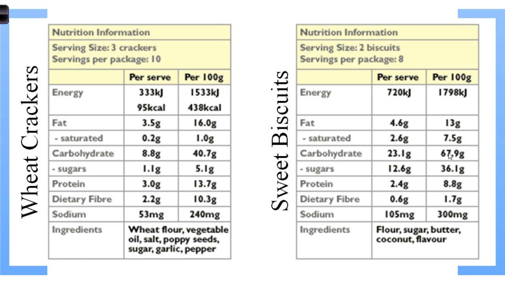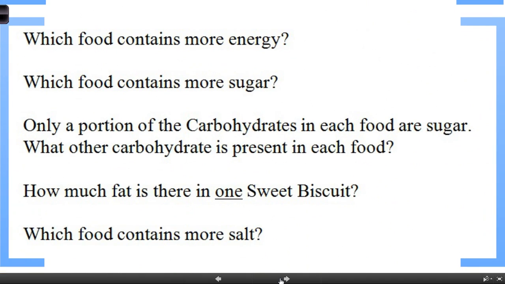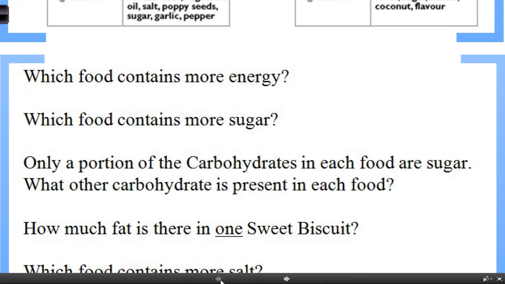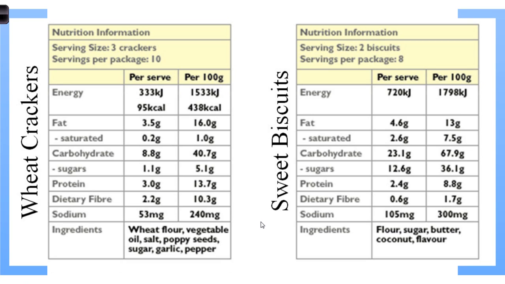I think this is pretty straightforward. I think that last question that I had down here, how much fat is there in one sweet biscuit? I think that was maybe just the little trick there. Just have a look at the serving size. We had 2 biscuits up here, so you'd have to halve whatever value you had here. So we could ask you questions like that in a test. I don't know how much you can really study for something like this. I think it's something you just need to be able to figure out. But I guess if you're familiar with it, you might be a bit more confident.